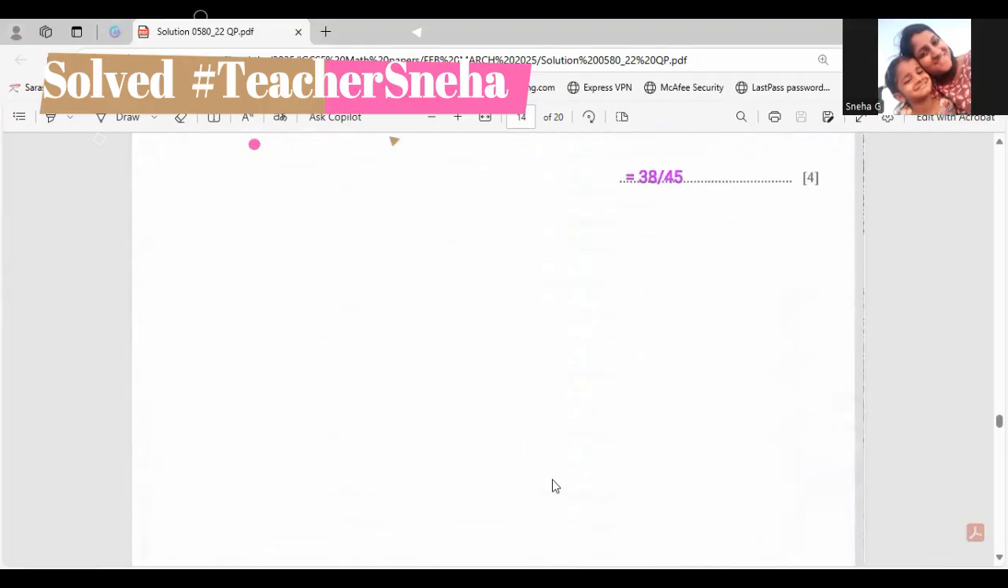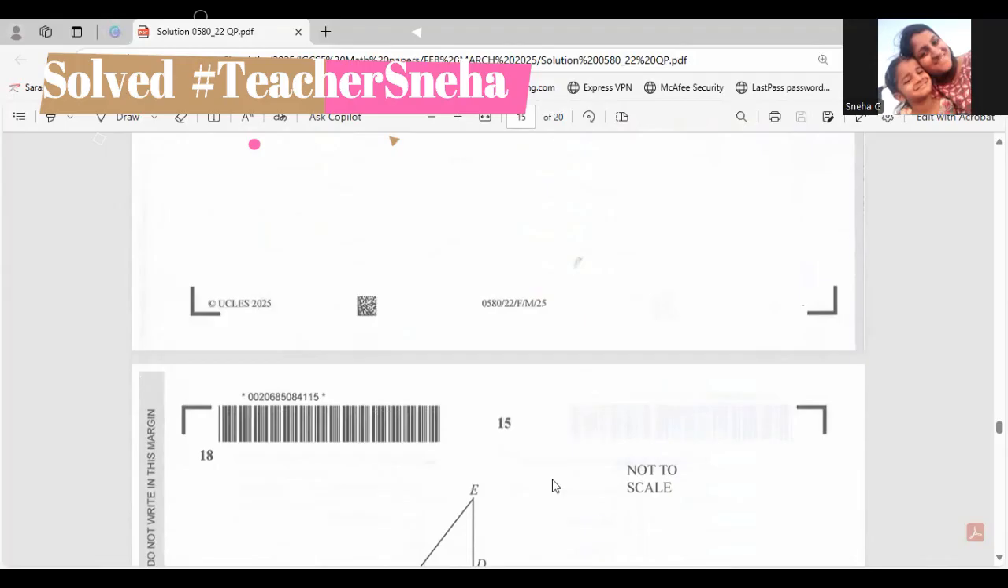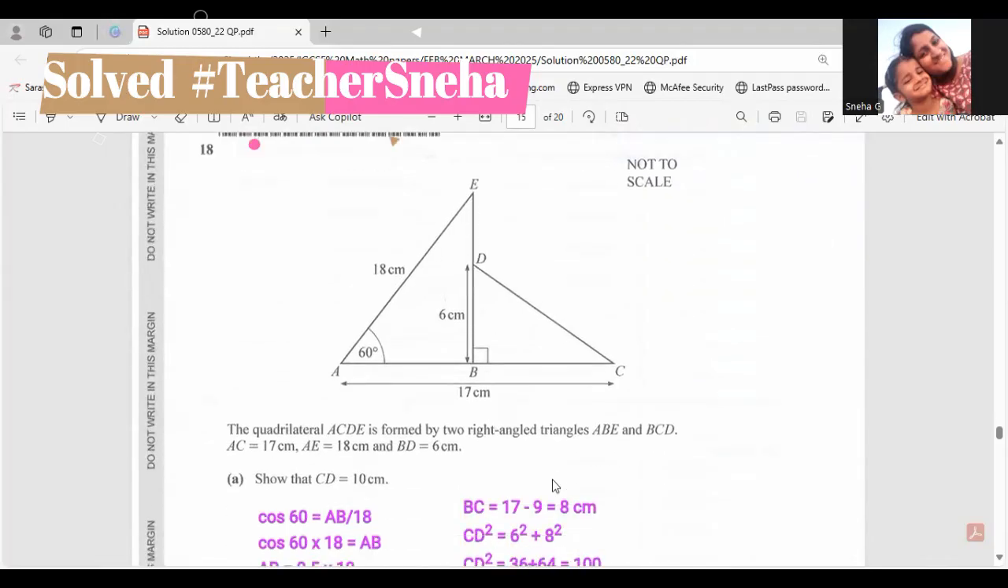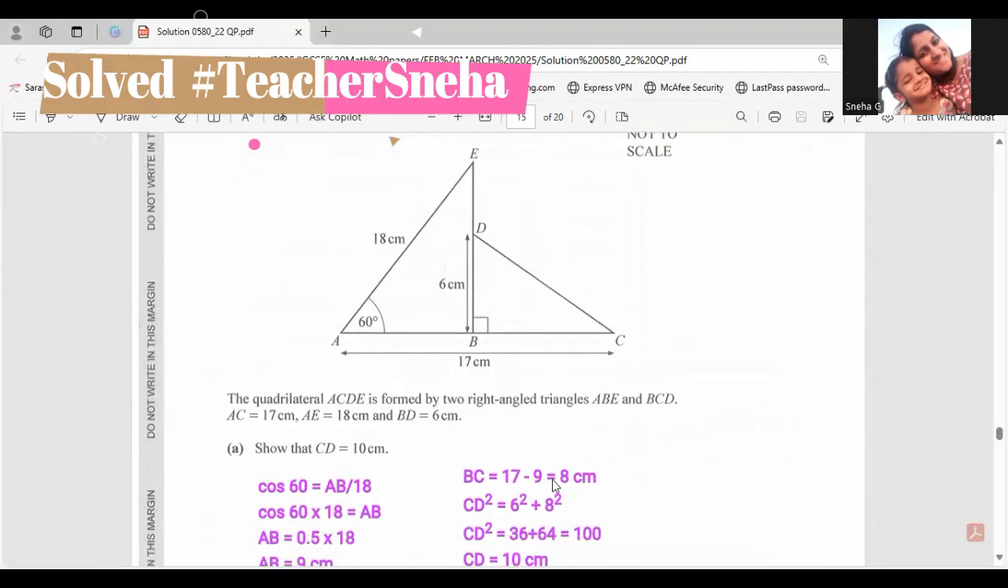Moving further to question number 18. You have been given a quadrilateral ACDE, and it is formed by two right angle triangles, ABE and BCD. You have to calculate and show that CD is equal to 10 centimeters.